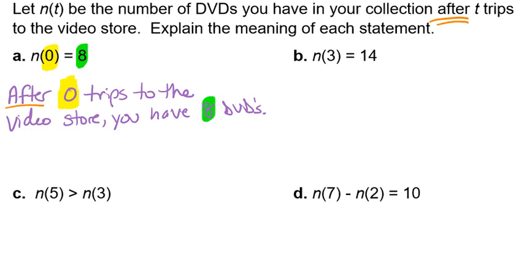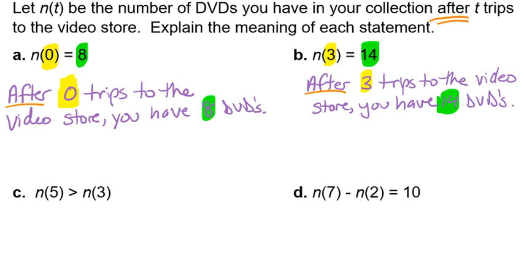Go ahead and try letter B on your own, since it's very similar to letter A. Push pause, and then when you're finished, push play, and let's see if you're correct. Here, it's telling us that after 3 trips to the video store, you have 14 DVDs.